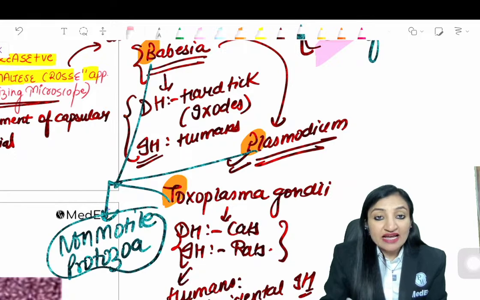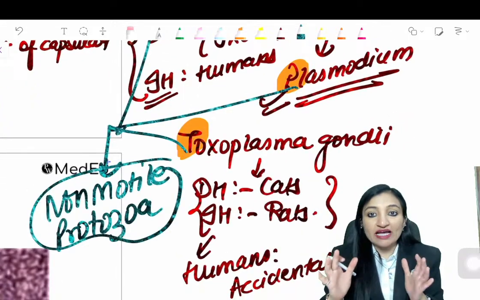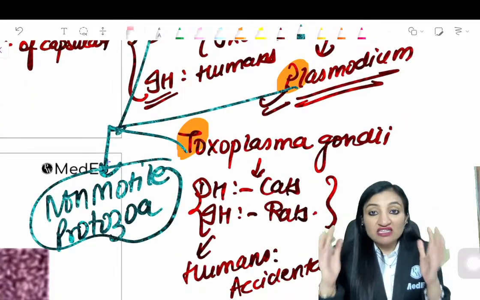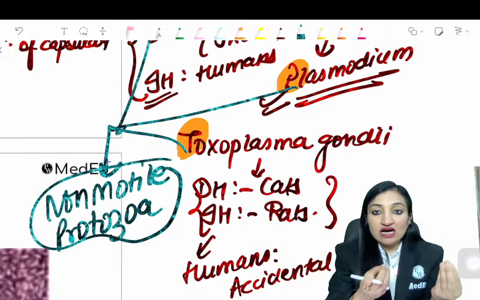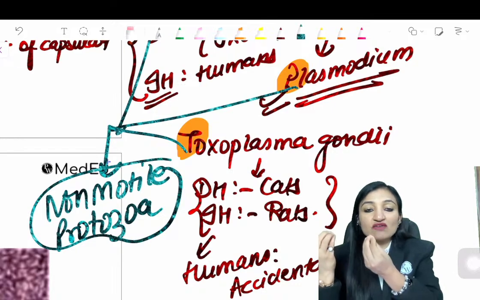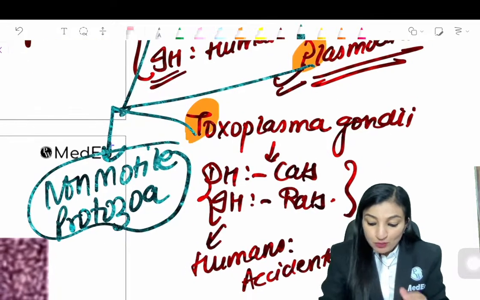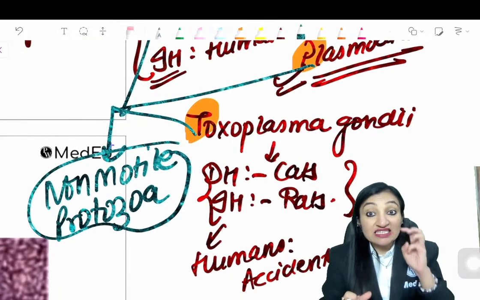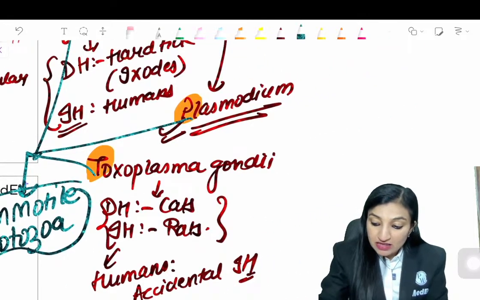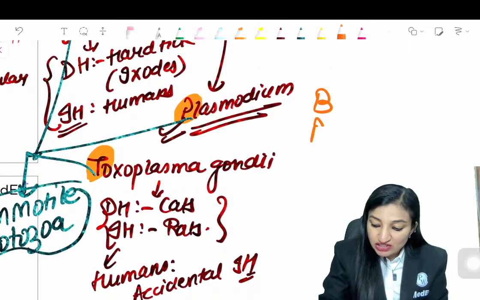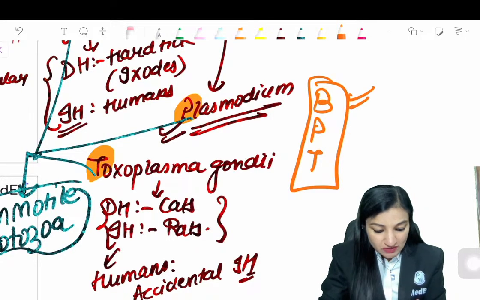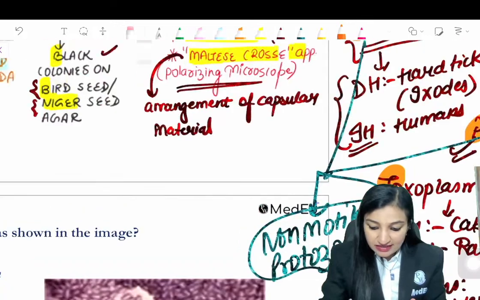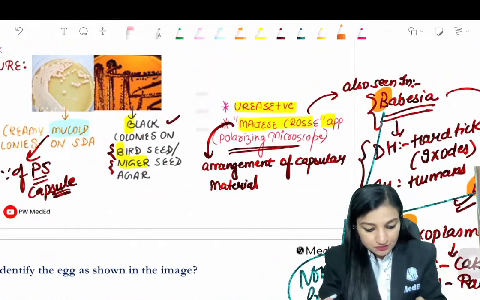Non-motile protozoa. In general, protozoa are motile. In fact, we classify protozoa based on the organs of locomotion, like those which have cilia, which ones have flagella, and which ones have pseudopodia. Most protozoa are motile except these three. Remember BPT. I used to remember this as Bachelor of Physiotherapy, BPT. B for Babesia, P for Plasmodium, T for Toxoplasma gondii. Is this clear, guys? Yes or no?